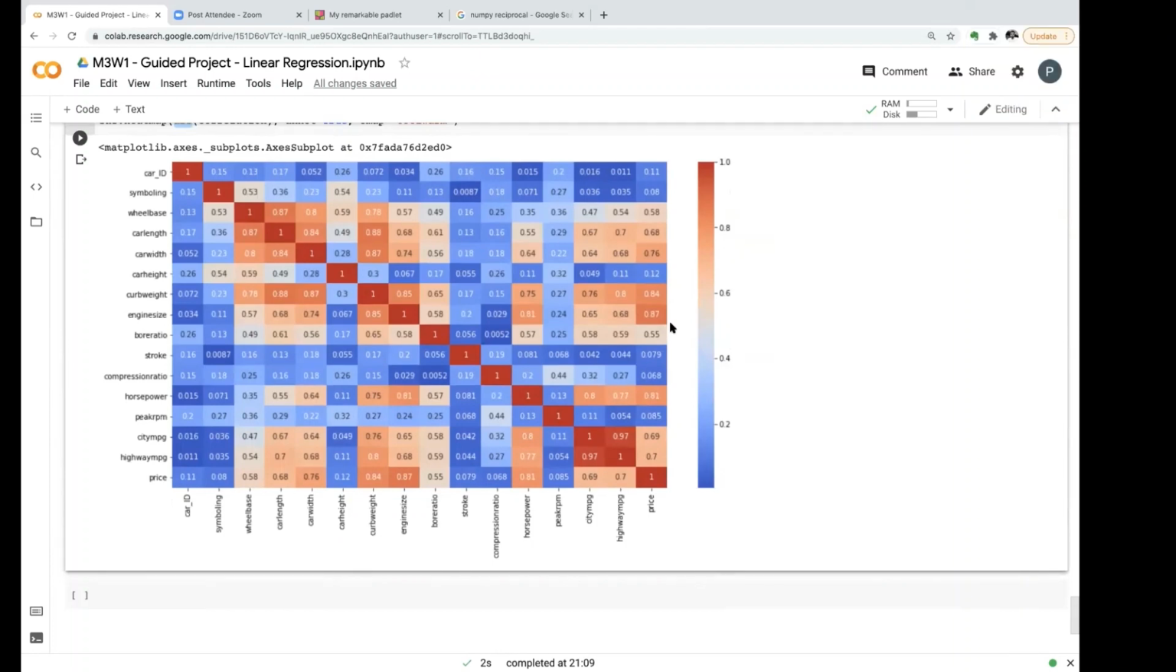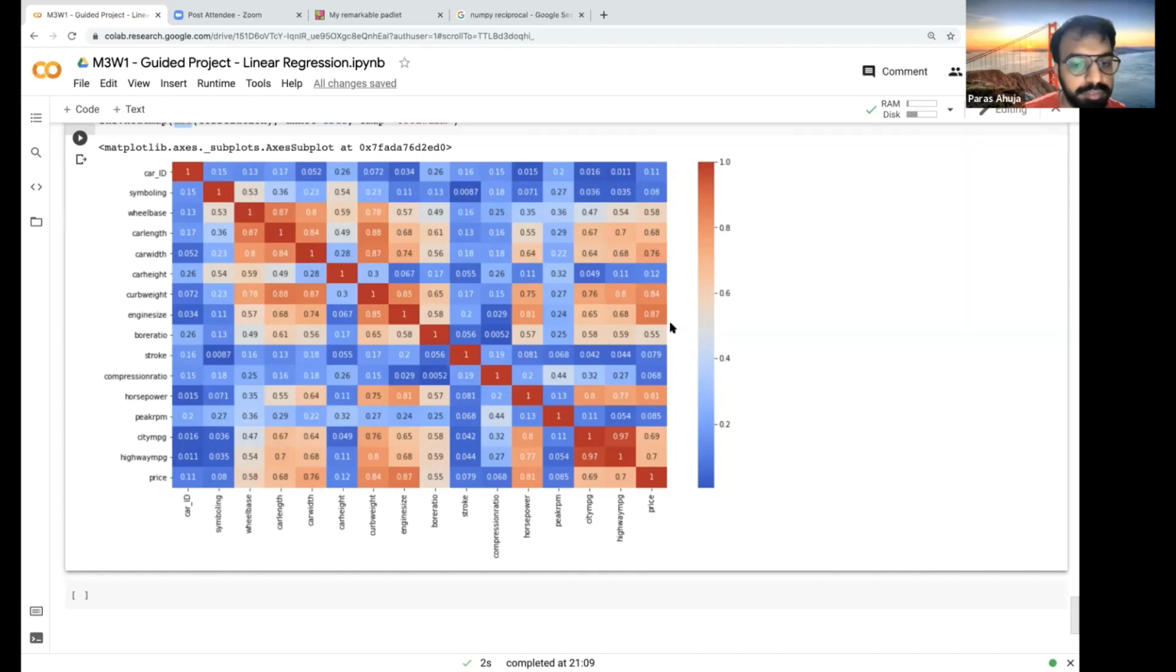Highway mileage and city mileage. So they are very highly correlated. What does this mean? That means if one changes, it will affect the other. That is very obvious also: city mileage and highway mileage will both be on similar lines. So we can create a new variable, mileage, out of them that will replace both of them.